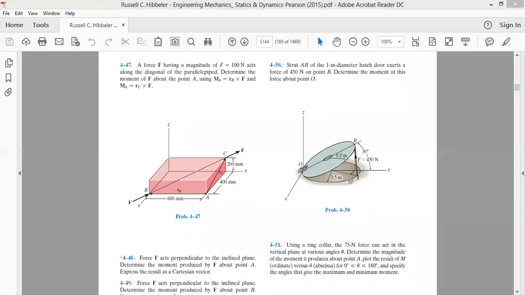Now we have to determine how much is the moment of this force F about point O. Look at the line of action of this force. The force starts from point A and goes to point B. The line of action of the force is from point A to point B, so we can say the line of action is like this. The force is going in this direction.